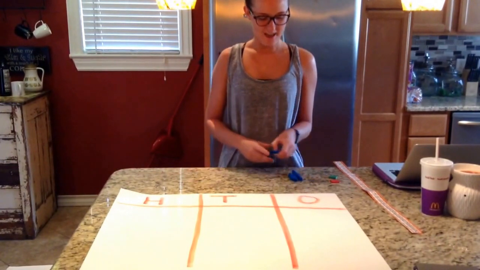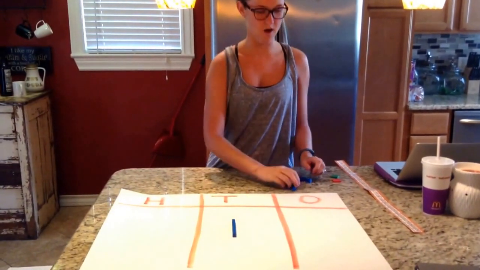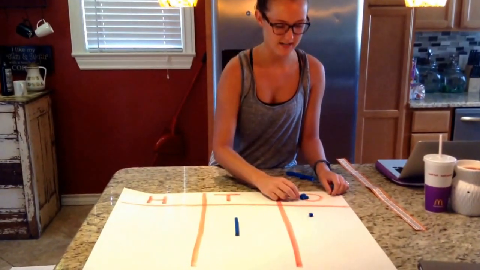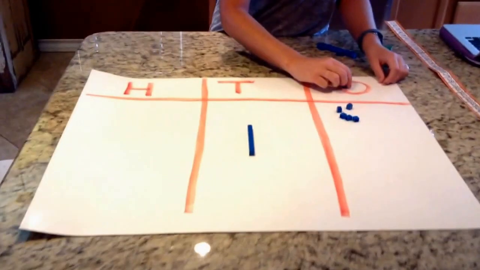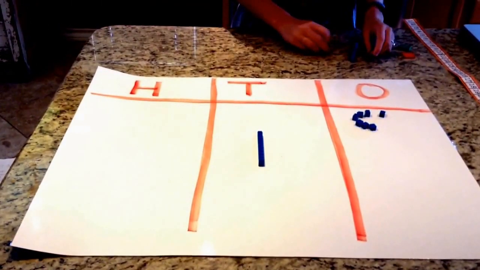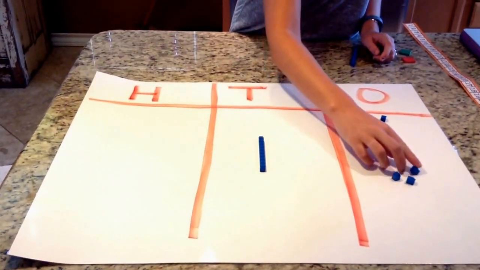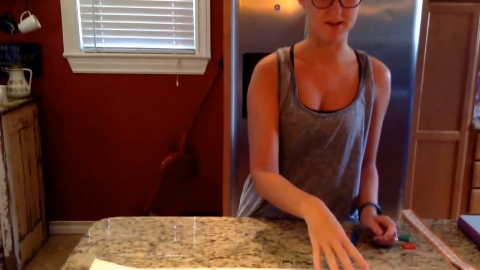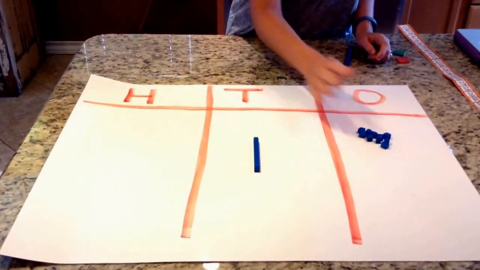Well, in 17 we know there's 1 ten and 7 ones. 1, 2, 3, 4, 5, 6, 7. If 3 more bears join them, 1, 2, 3, I'm using one-to-one correspondence while counting. If 3 more join them, how many are there total?